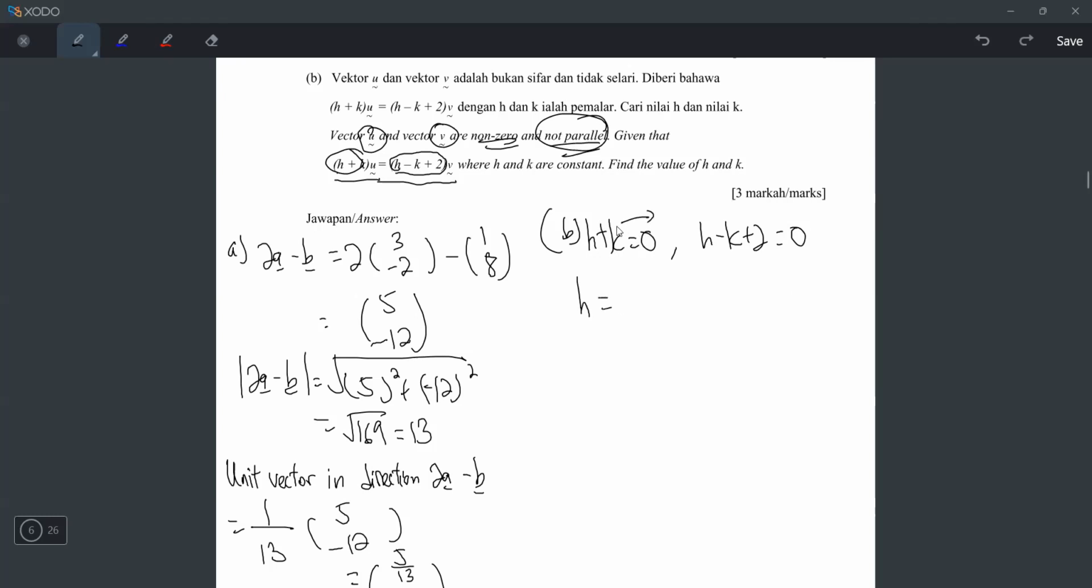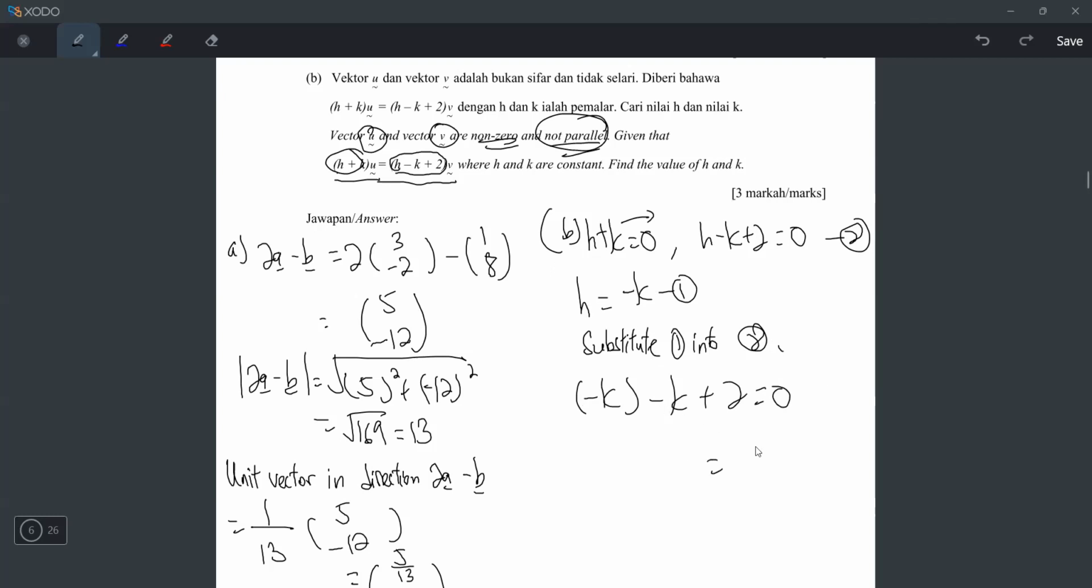Okay, how to do substitution? Make the h single. Plus k, move there, become minus k. And then I call this equation 1, I call this equation 2, and then I write substitute 1 into 2. So what is equation 2? H minus k plus 2. So h minus k plus 2 equals 0. But I already substitute h with negative k. So negative k is negative 2k. Move there, become positive 2k equals to 2, k equals to 1.